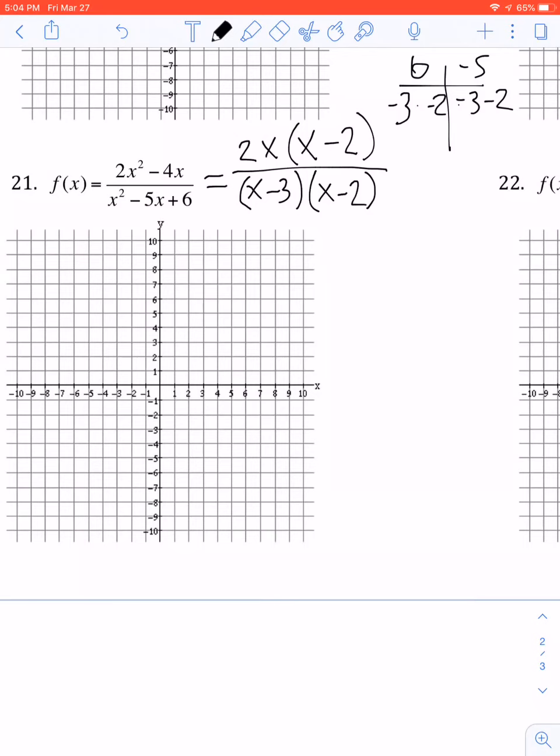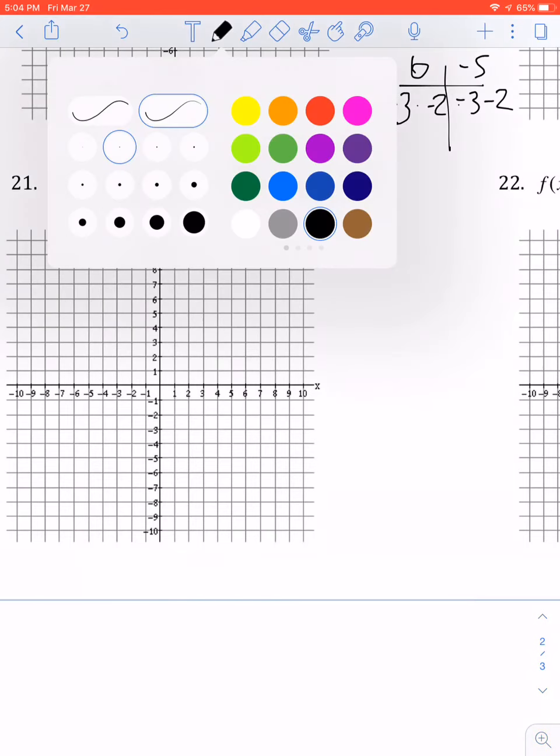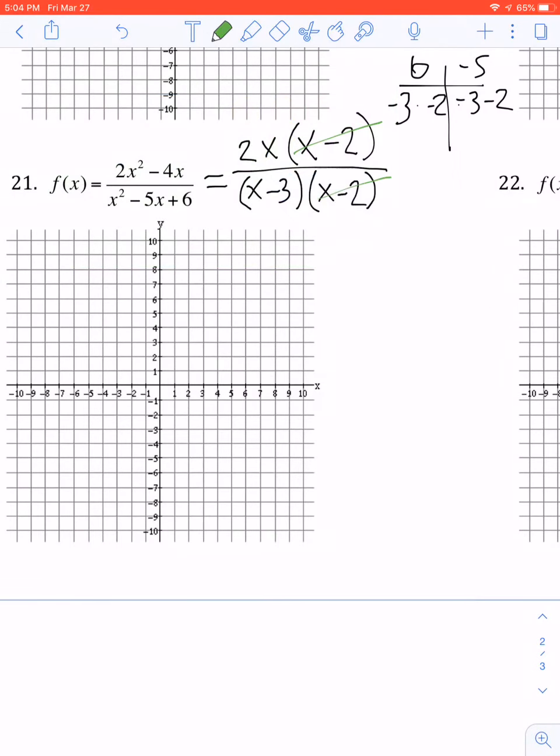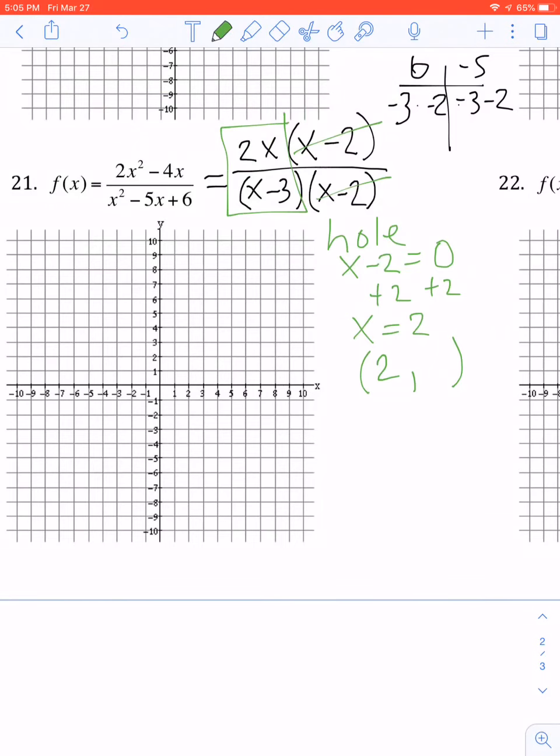All right, now let's start with our hole. We can see something on the top and the bottom that cancels, so we know that's going to be our hole. Our hole is, we're going to take that x minus 2 and set it equal to 0. We're going to add 2, we get x equals 2, and we need to remember that we need it to be in point form. So we need to plug that 2 back into our equation, but not into our original equation, just into what's left right here, okay?